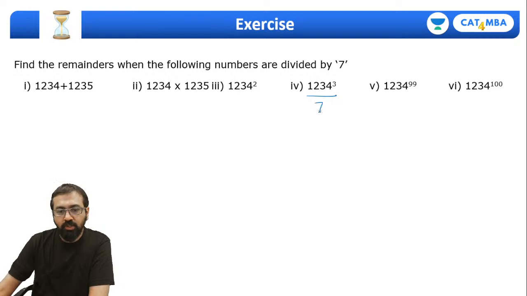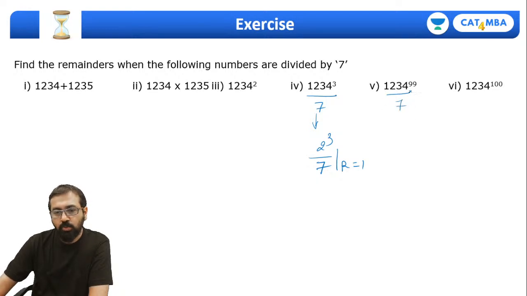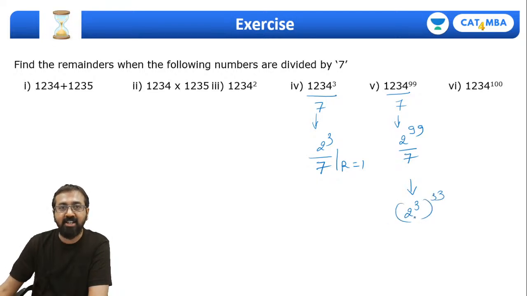Let me help you understand these questions. Of course, 1234 cube divided by 7. So it will be 2 cube divided by 7. 2 cube is 8, so remainder is going to be 1. Same way, 1234 raised to 99 divided by 7. 1234 divided by 7, remainder is 2, so 2 raised to 99 divided by 7, which can further be written as 2 cube whole raised to 33, because we want to get remainder as 1, and 2 cube is 8, 8 divided by 7, remainder is going to be 1. So this part will leave remainder 1, 1 raised to 33, your final answer is going to be 1.